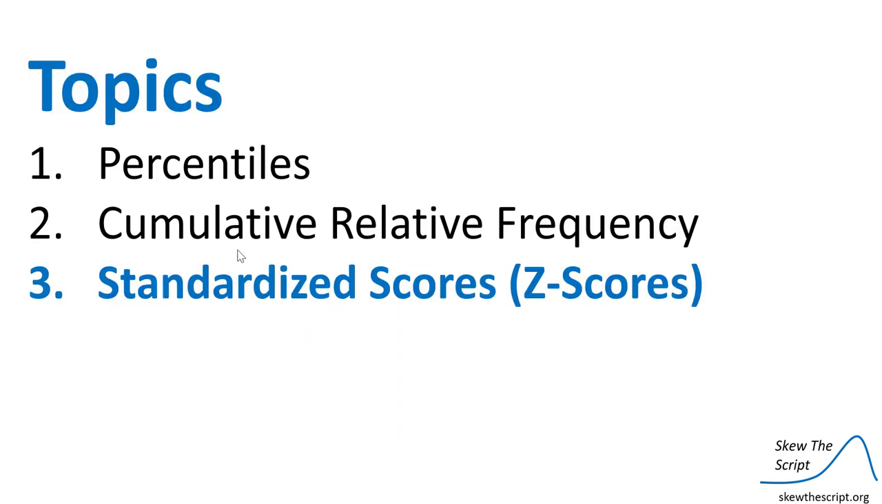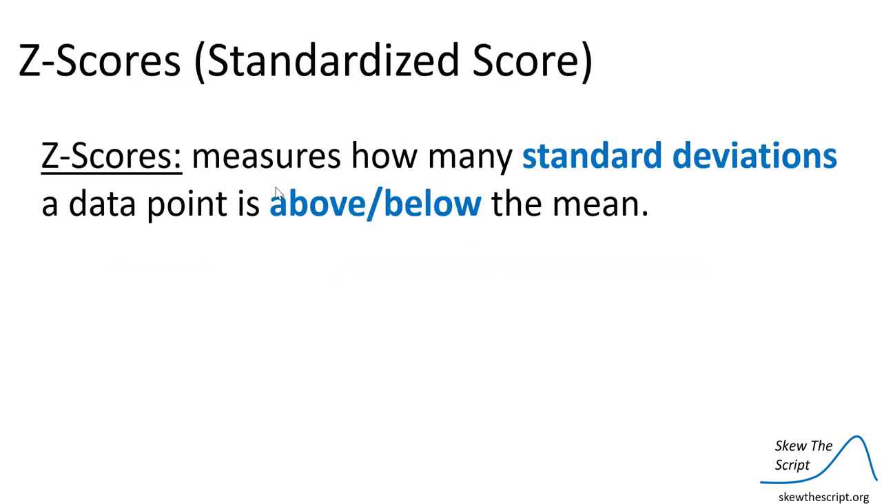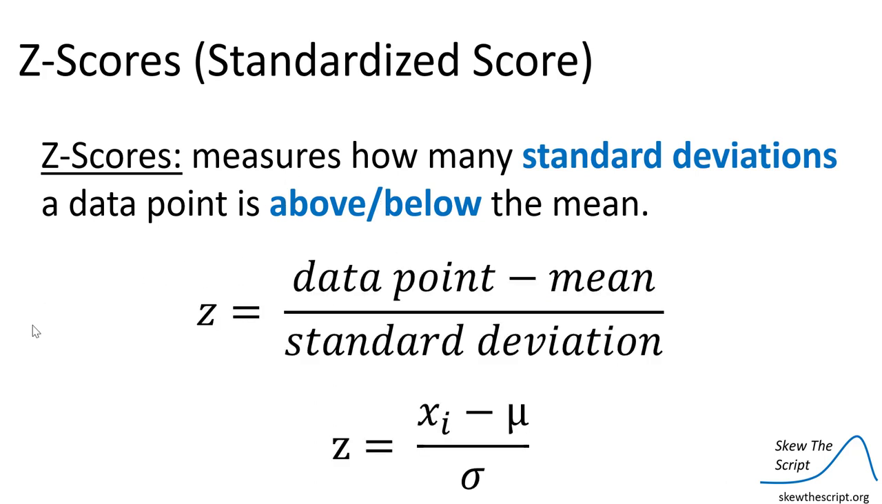The next thing that we're going to talk about are z-scores. Z-scores tell you how many standard deviations a data point is above or below the mean. So what a z-score does is it takes the data point, that xi, and then it subtracts the mean, there's mu, and then we divide by standard deviation, or that's sigma.